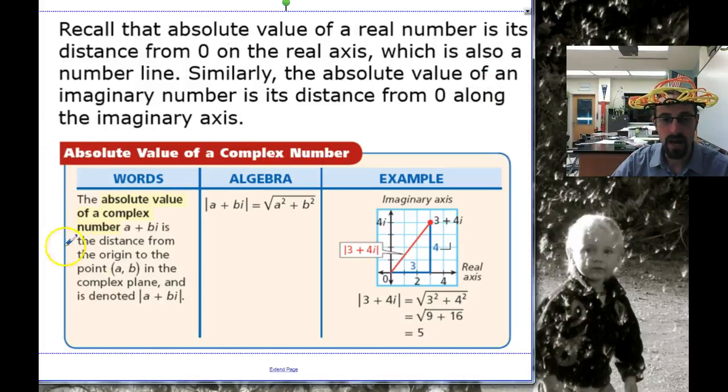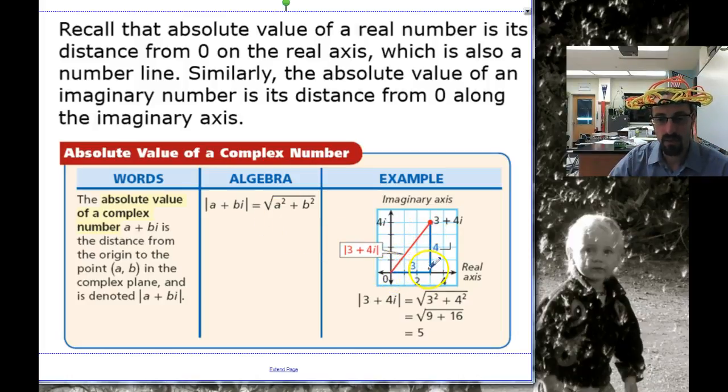This slide is talking about when you find the absolute value of a number. It's really the distance, right? When we think about absolute values, we're thinking about distance. When you do the absolute value of a complex number, it's really the square root of a squared plus b squared. And take a look here. If this point is 3 plus 4i, how would I find this length? And you're like, oh, it's really the Pythagorean theorem.